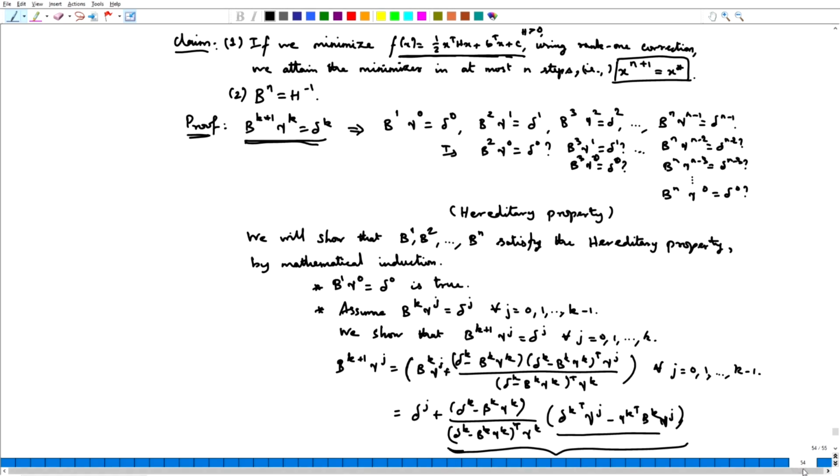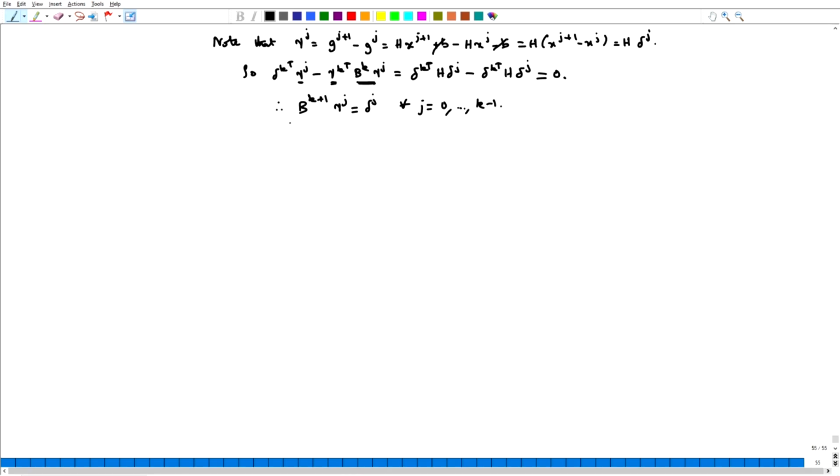That is only until k minus 1, but what about k? For k we already know the answer, right. Bk plus 1 gamma k is delta k was the first quasi Newton condition. So, at j equal to k, Bk plus 1 gamma k equal to delta k is the quasi Newton condition.